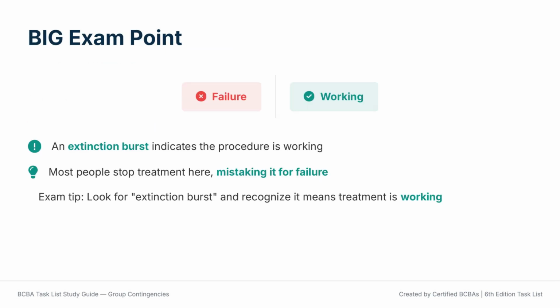This is a critical exam concept. An extinction burst actually indicates that the procedure is working, not failing. Many practitioners stop extinction at this point because behavior appears worse. However, this is a mistake. On the exam, if you see behavior increasing immediately after reinforcement is removed, the correct interpretation is that extinction is in effect.